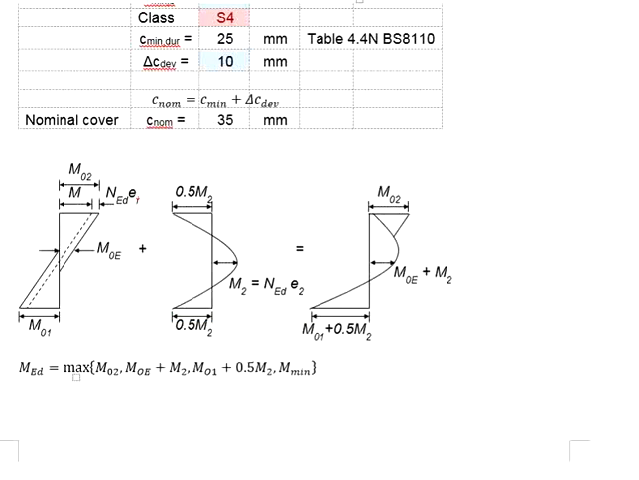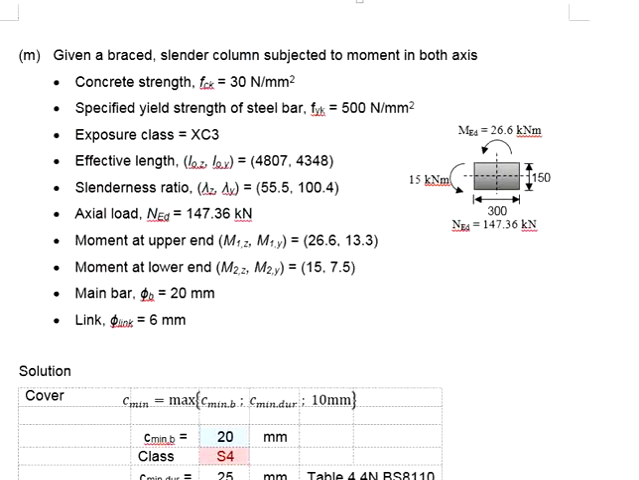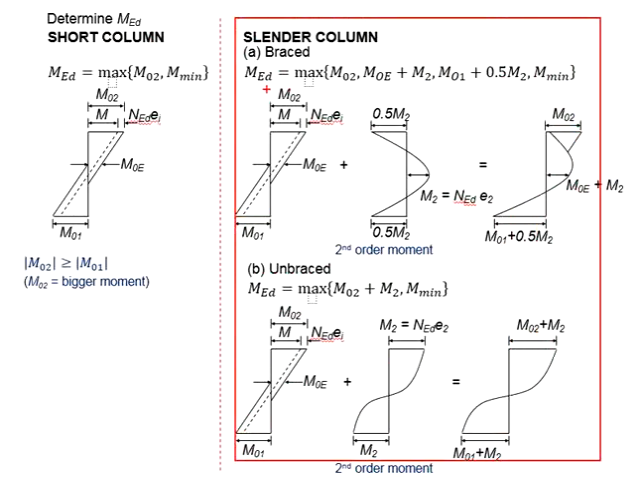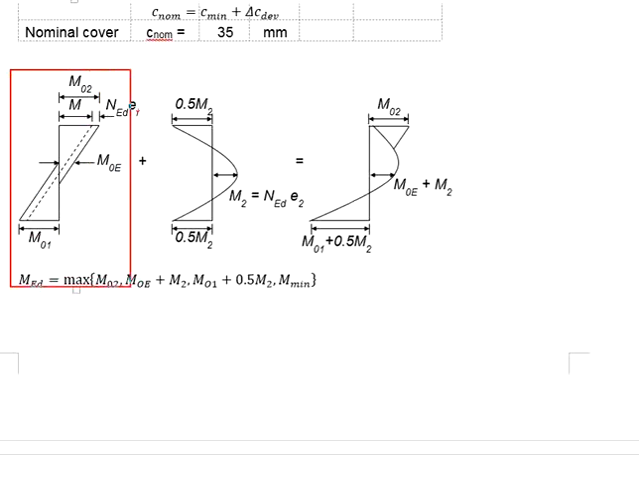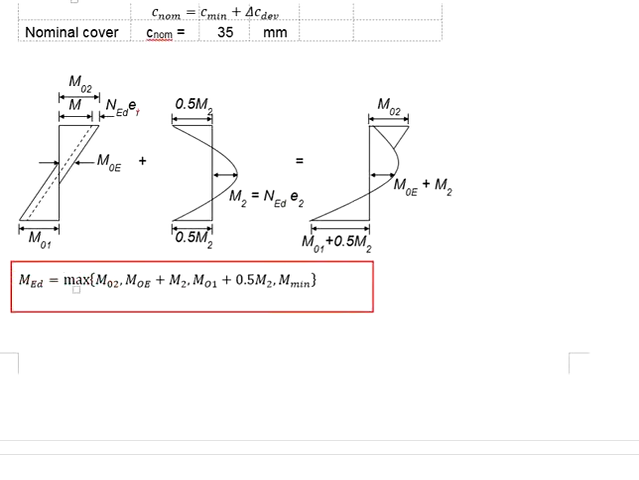Next, we need to determine the MEd. The calculation of the MEd will depend on the column's conditions. In this case, we are dealing with a slender column, braced structure. You may sketch the stress diagram here and then work out the equations to determine the MEd of the column. You need the first order moment as well as the second order moment in order to work out the MEd.